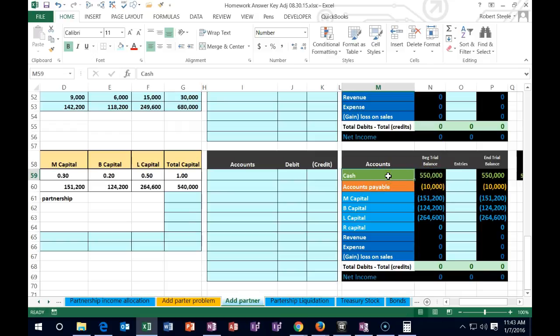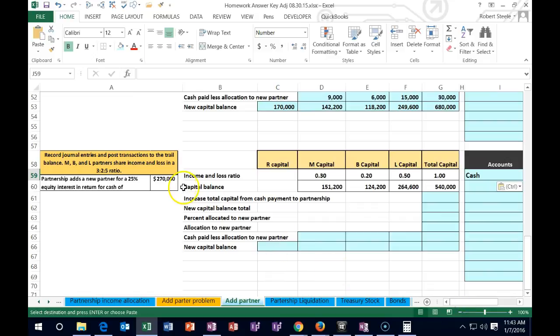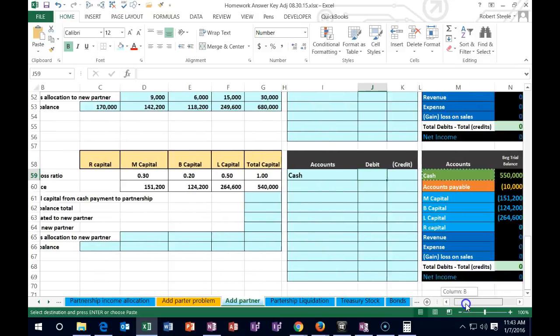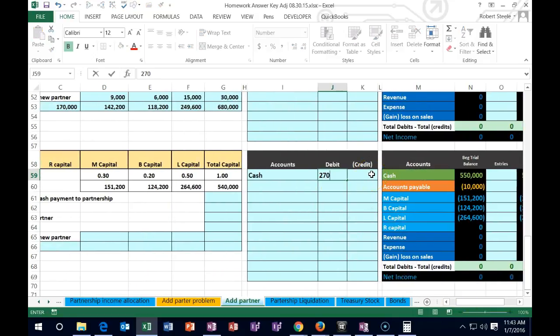How are we going to make cash go up? We do the same thing to it as what it is. It's a debit. Therefore, we're going to debit it. So I'm going to right click and copy it, put our cursor in I-59, right click and paste it. So there's that. And we know it's going to go up by how much? How much are they going to pay us? $270. So we know that cash is going to go up by $270.